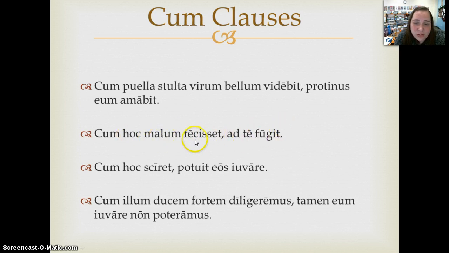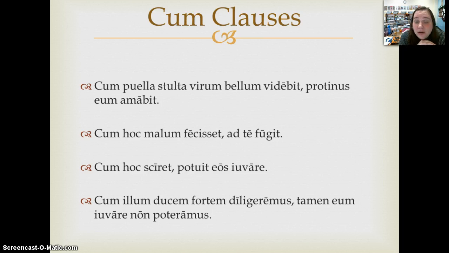He fled to you. So what's happening here? What information is the cum clause giving us about the main clause? In my opinion, it's giving us the circumstances as to why he fled to you. So I would call this a circumstantial cum clause, and I would translate that cum when. When he had done this bad thing, he fled to you.